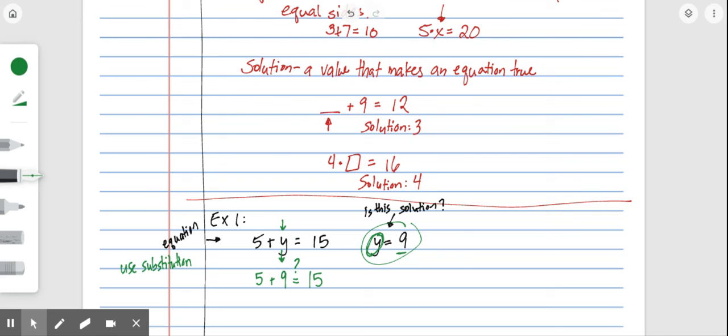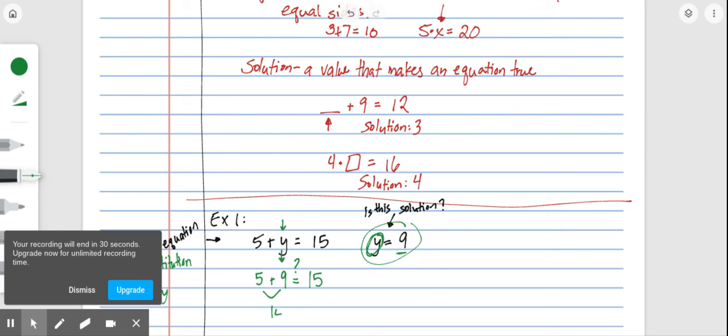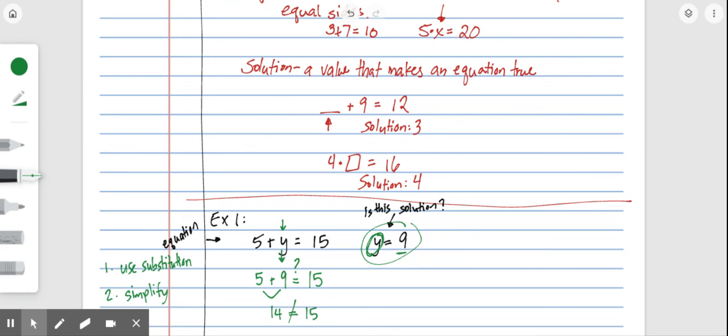So then on the left, we're going to simplify. Step 1 is use substitution, and then step 2 is simplify. 5 plus 9 is 14. Is 14 equal to 15? No. 14 is smaller than 15. Both sides are not equal. We have an unequal balance, which means this is not a solution.